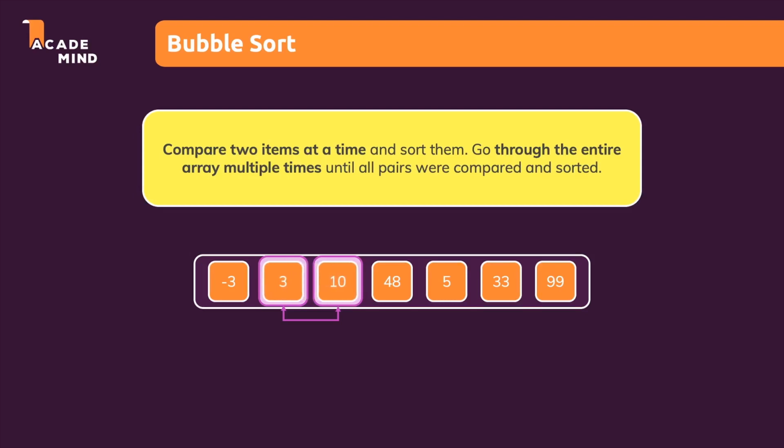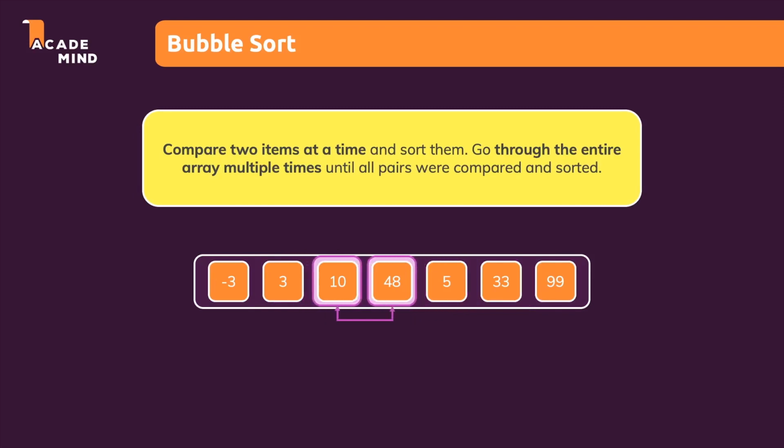Now again, we stick to the second item. The fact that it's swapped does not matter. So we're going to compare this new second item to the next item in line, the 48. And we check if 3 is greater than 48, in which case we would need to swap those values. Now, no swap is required here, so we move on and compare it to 5, no swap required. Compare it to 33, no swap required. Compare it to 99, no swap required. And we move on to the next item in line.